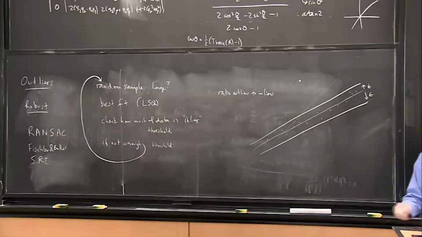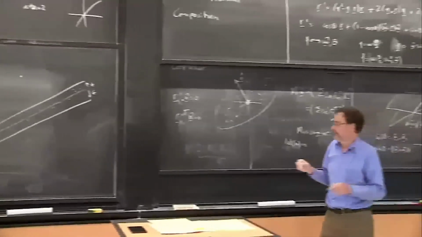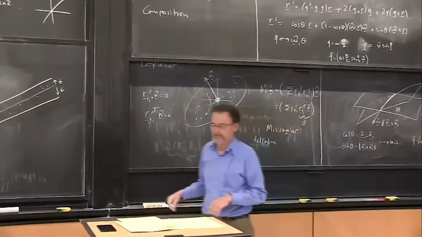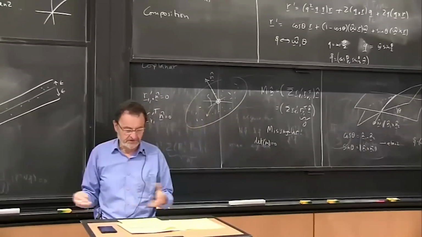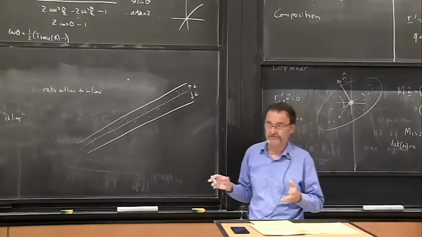Then probably your assumptions about the model are wrong and the thresholds aren't right, so you need to give up. And there are variations of this, so that's a good point. I didn't make that point yet. But we're talking specifically about absolute orientation. This trick is to be applied, if necessary, if there are outliers, to any of the other least squares methods.